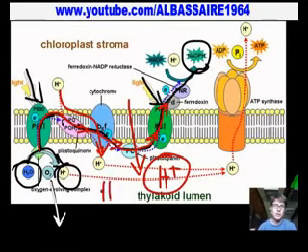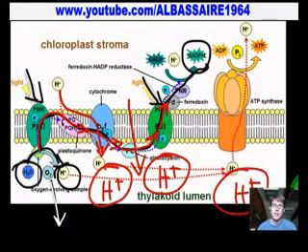So we're increasing the number of protons inside here. So we're making it really positive on the inside of that thylakoid membrane. Now the protons have nowhere to go. The only way that they can go is out through another protein, which is called ATP synthase. And so it uses the energy of those flowing protons to actually make our friend ATP.